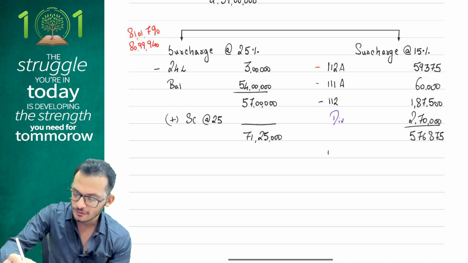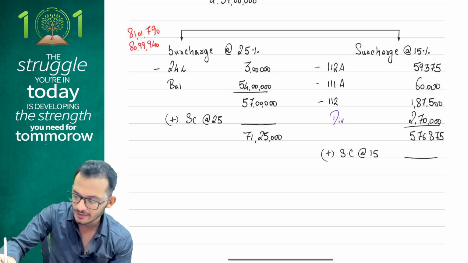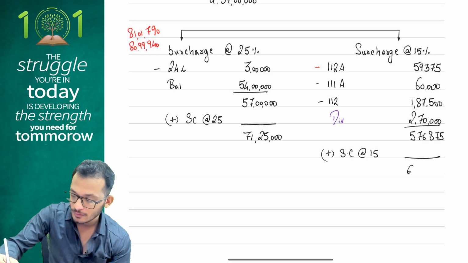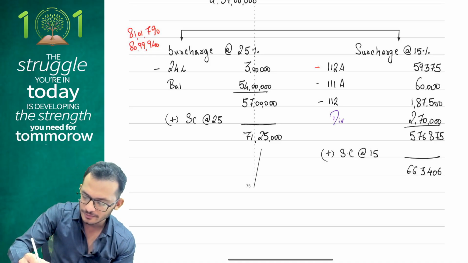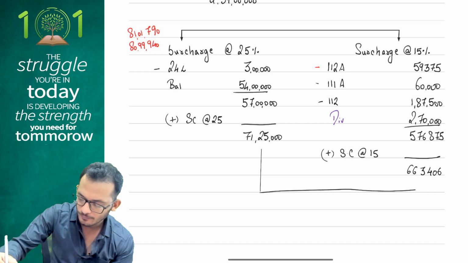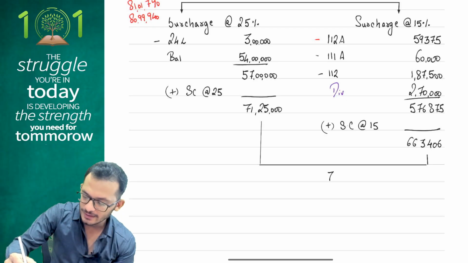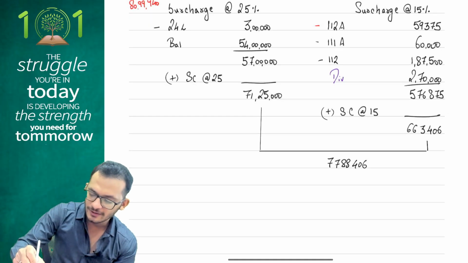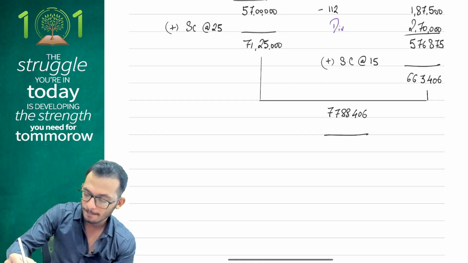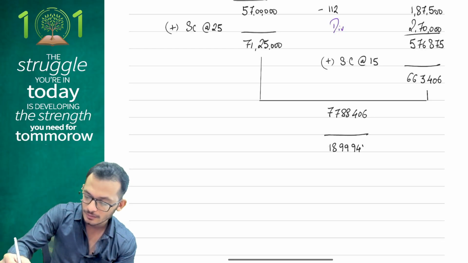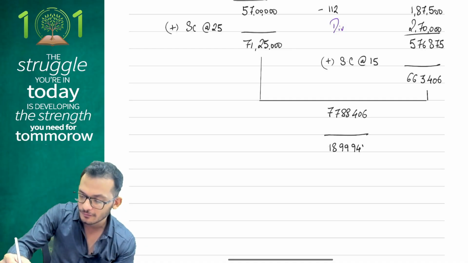Adding a surcharge of 15 percent. Final 663, 406. Adding these two numbers together, people. 77 88, 406. Adding a final says 940, 40 round off.